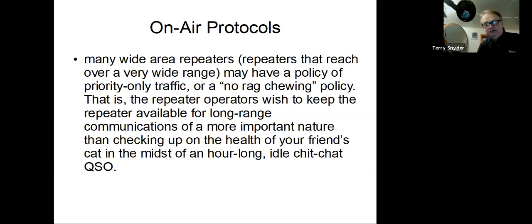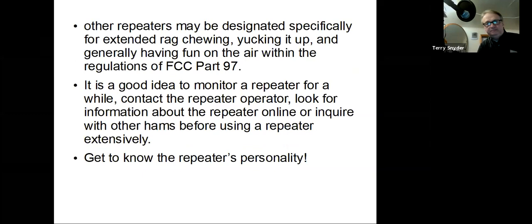Now, the other things in protocols, there are some repeaters that may be designated specifically for extended talking, yucking it up, and generally having fun on the air within the Part 97 regulations. And there are others who want to be a little more formal. And I'll use 7.6 as an example. Let's see where we fit in. We'll compare it to another one.